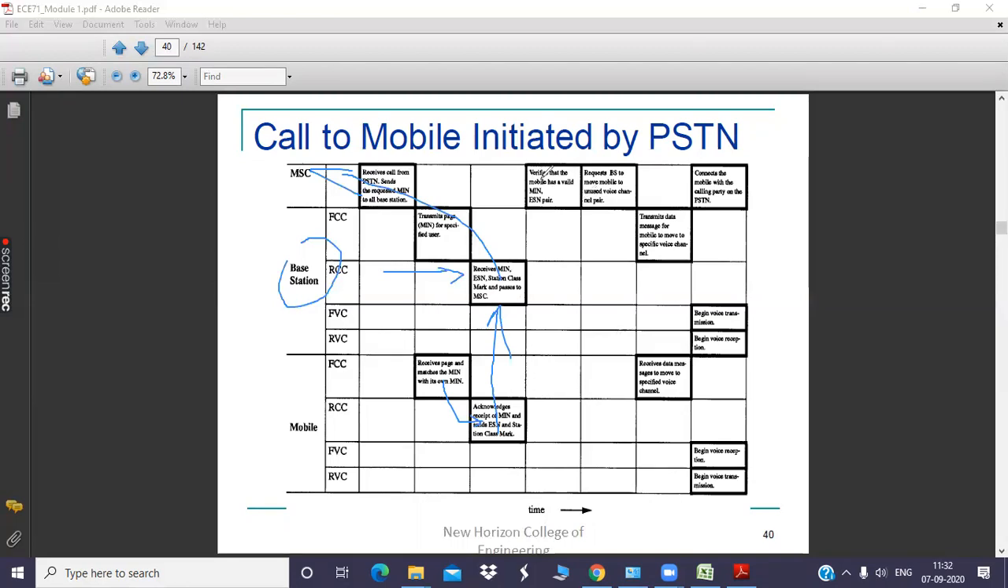Now coming to the next time slot, MSC will verify that the mobile has a valid MIN.